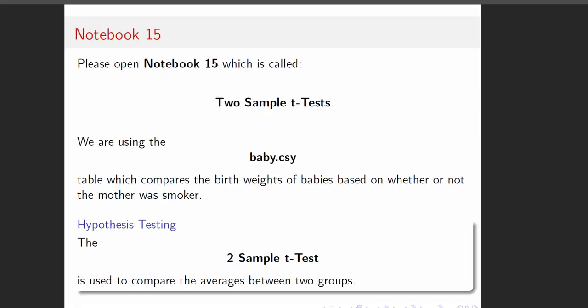You'll want to go ahead and open Notebook 15, which is called Two Sample T-Tests. I do want to make the point that we'll refer to them as two sample t-tests, but they're also called independent samples t-tests. And I want to make a point because the word independent starts with IND, and that's actually how we're going to identify the code that we use to run these two sample t-tests. So go ahead and get your Notebook 15 open.